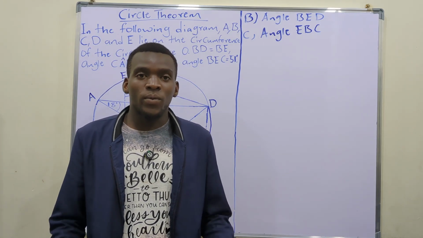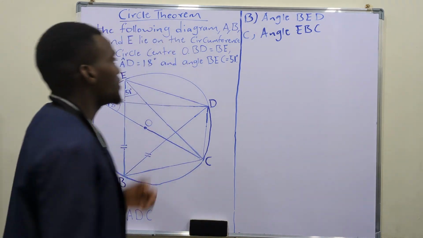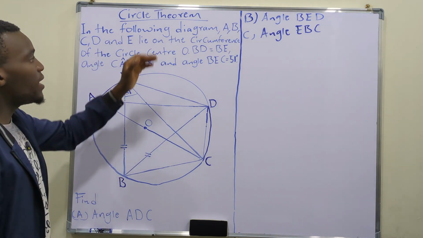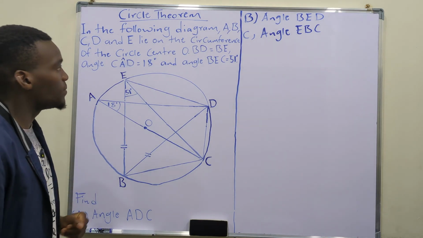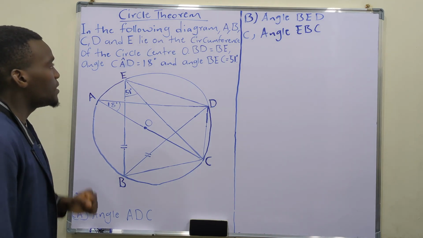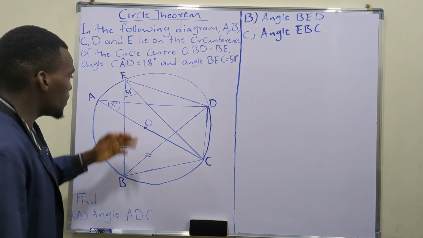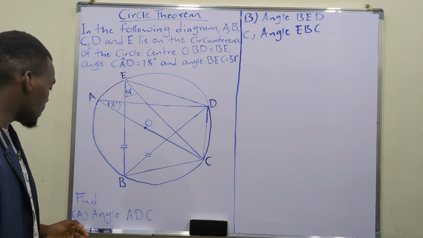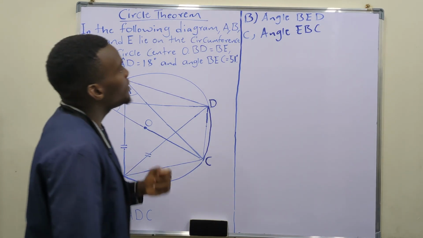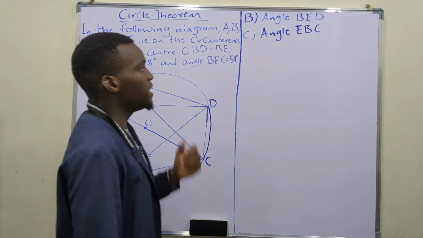In this video, we'll be solving a question on the topic circle theorem. And here's the question. In the following diagram, A, B, C, D, and E lie on the circumference of the circle center O. BD equals BE, angle CAD equals 18 degrees, and angle BEC equals 51 degrees. So here's the circle, and the first part of the question is asking us to find (a) angle ADC, (b) angle BED, and (c) angle EBC.